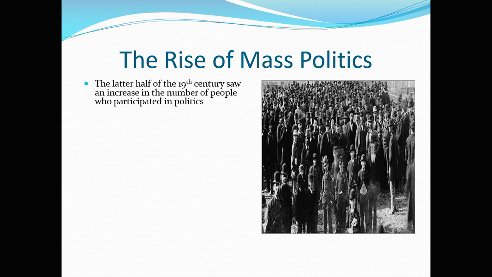So the latter half of the 19th century saw a greater increase in the number of people who participated in politics. Now, what I'm referring to there mostly is the increase of people who actually were voting. We already saw in France in 1848 the introduction of universal male suffrage. And across Europe in the late 19th century, there was a greater push in all countries for, if not universal male suffrage, certainly for a greater expansion of the franchise as well. So mass politics: the first time in which a majority of people are participating in and voting in elections.